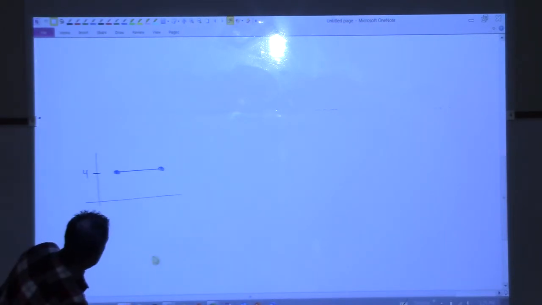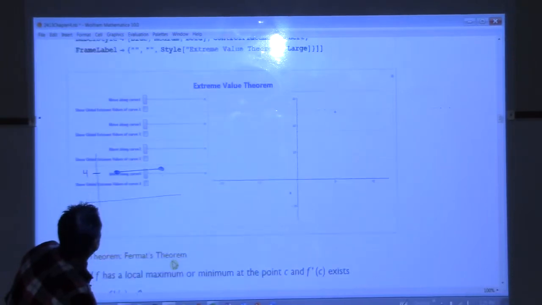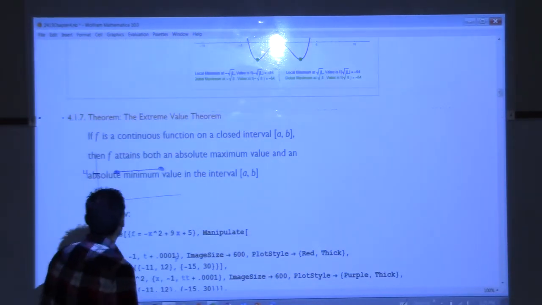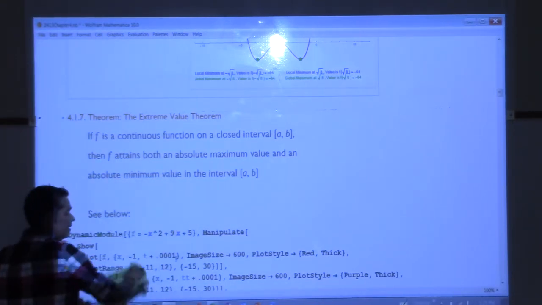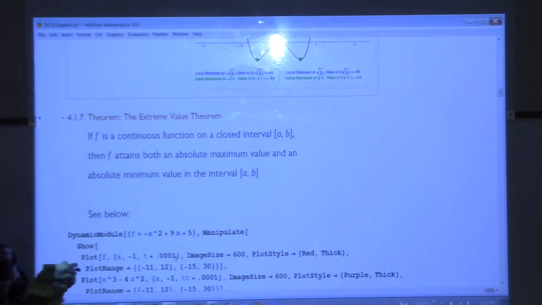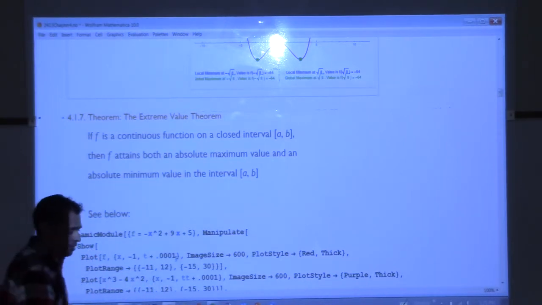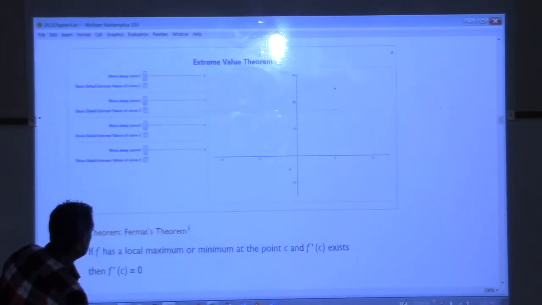Okay, moving on. Back to the theorem. So the theorem says that if we've got a continuous function on a closed interval, we must achieve a global max and global min. So our question now would be, how do we find them, right? If someone just hands us a function, if it's continuous and it's on a closed interval, how do we find those global max and mins?